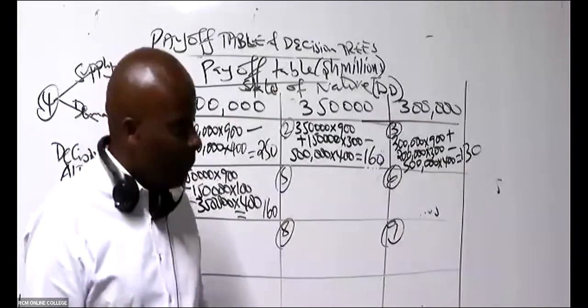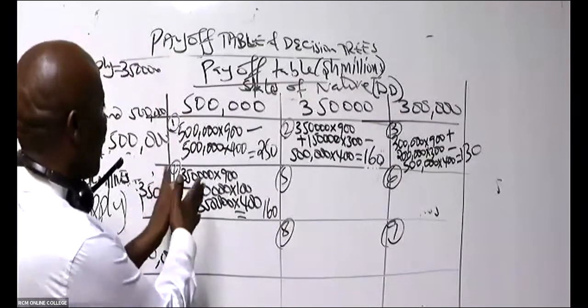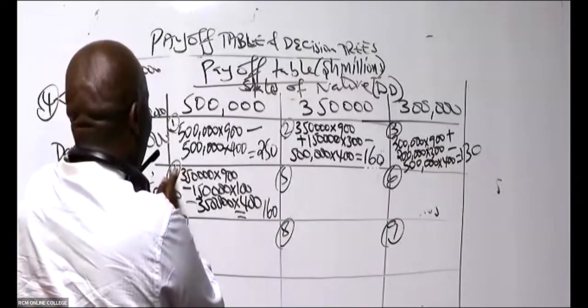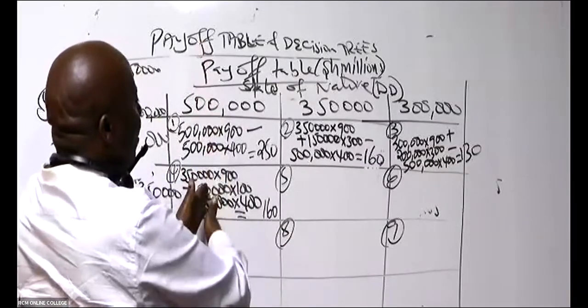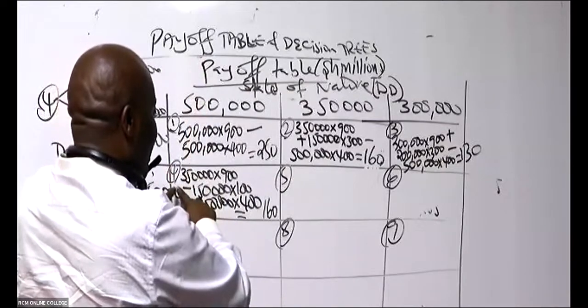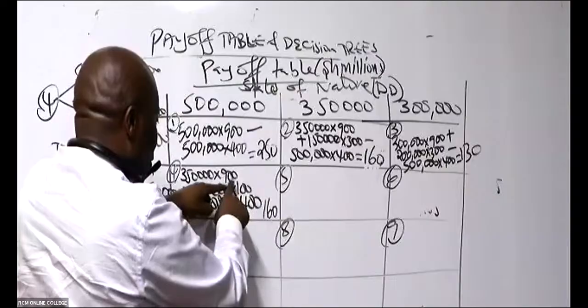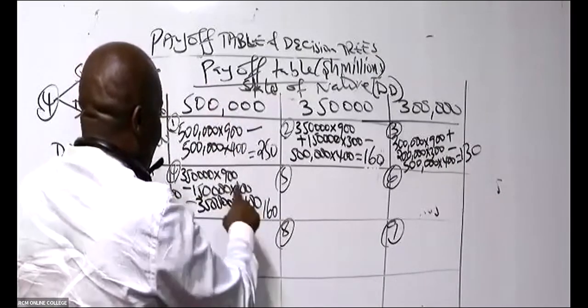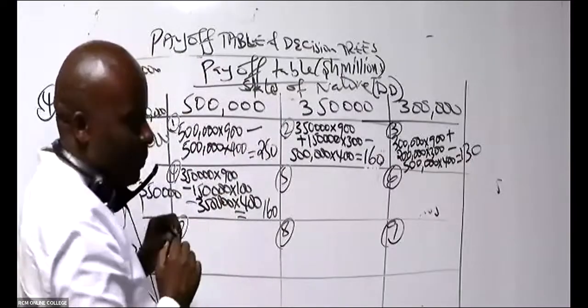Okay, look at this. I'm looking at number 4. Number 4, the supply here is 350. The demand for number 4 is 500. You should be able to see the intersection. This one here, the intersection, intersecting 350 and 500. 350 is supply, 500 is demand.